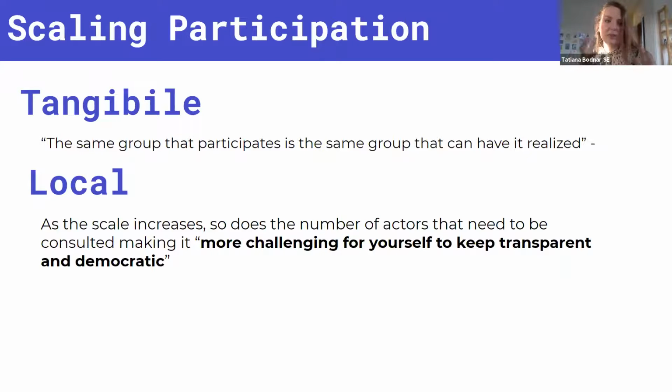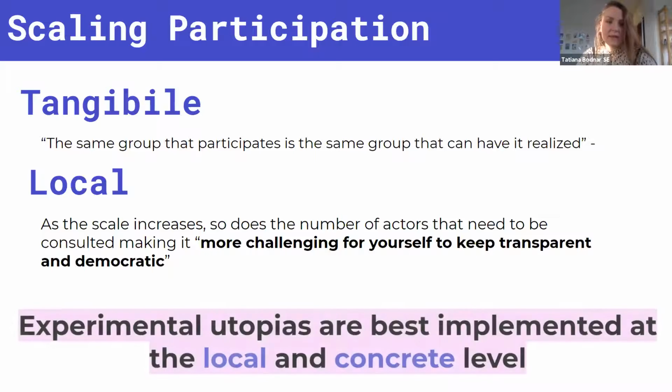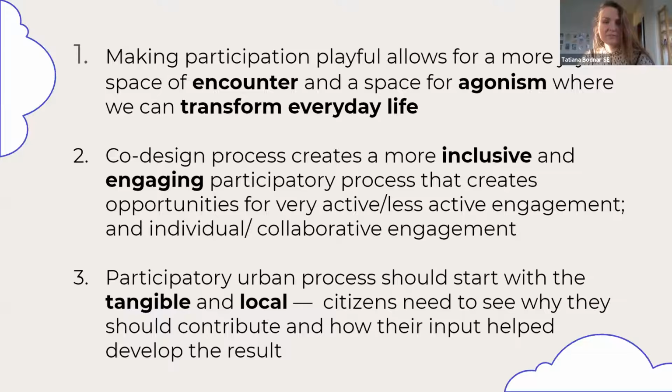And it's also tangible. It's not just some vision that stops there. It's like, oh, we're taking this vision to this spatial form. And then experimental utopias are best implemented at this very local and concrete level. And then conclusion: making participation playful allows for a space of encounter, a space for agonism, where we can transform everyday life, creating a more inclusive, engaging participatory process.